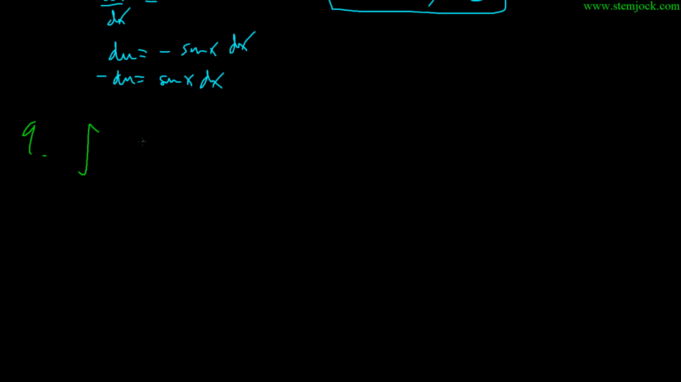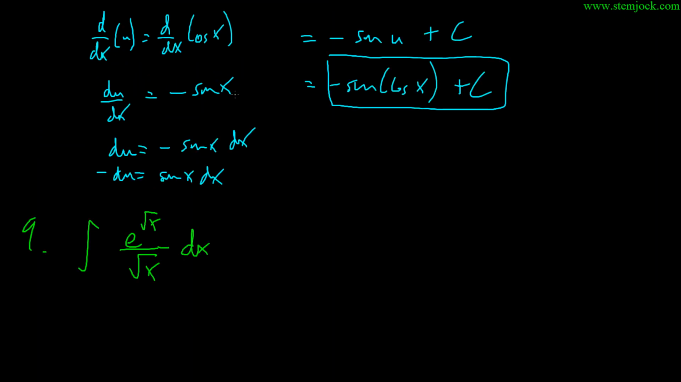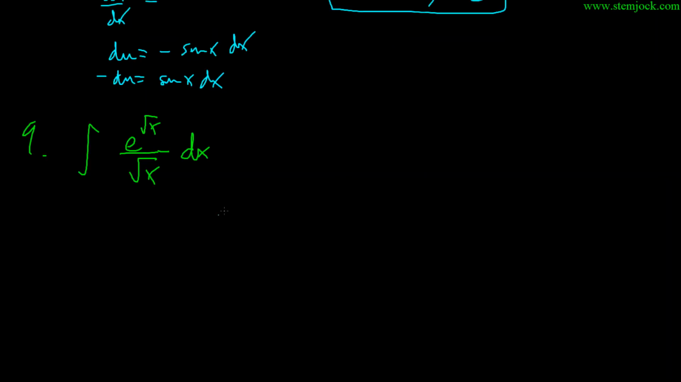I have here the antiderivative of e to the power of square root x over square root x dx. Just making sure I put dx on this one as well. All right, so because I have a fraction here, I would set u equal to something in the bottom. However, we also have a function within a function. We have e raised to the power of square root x.